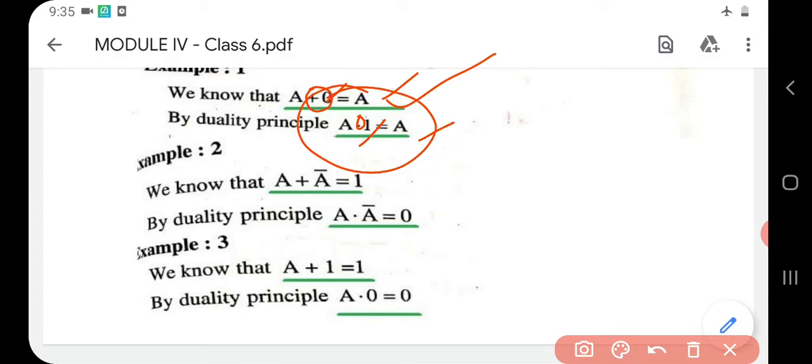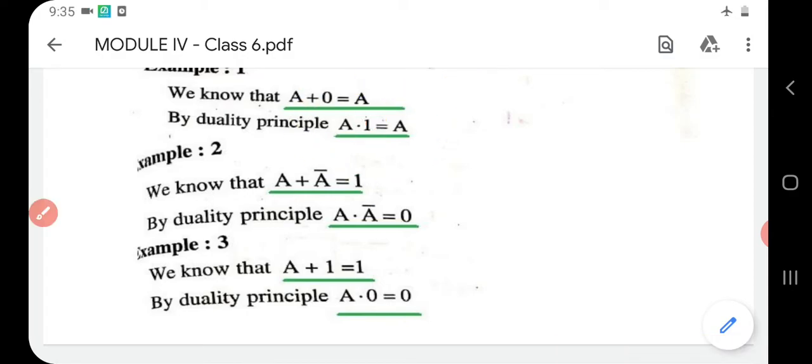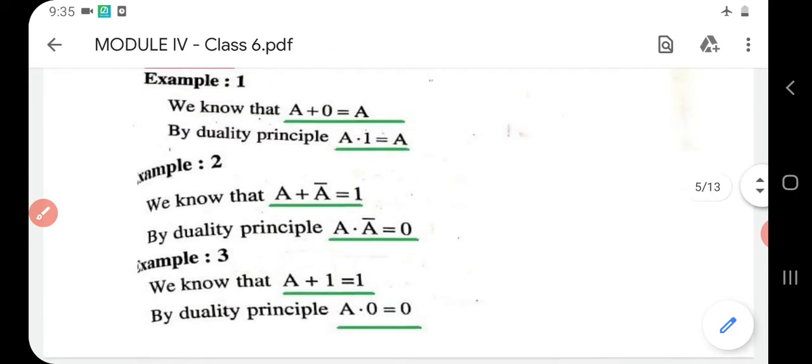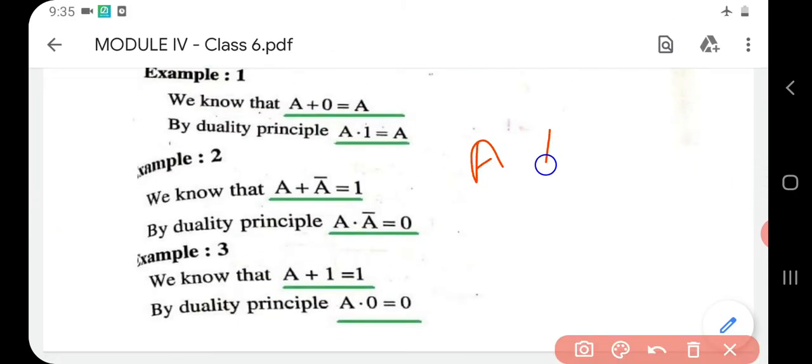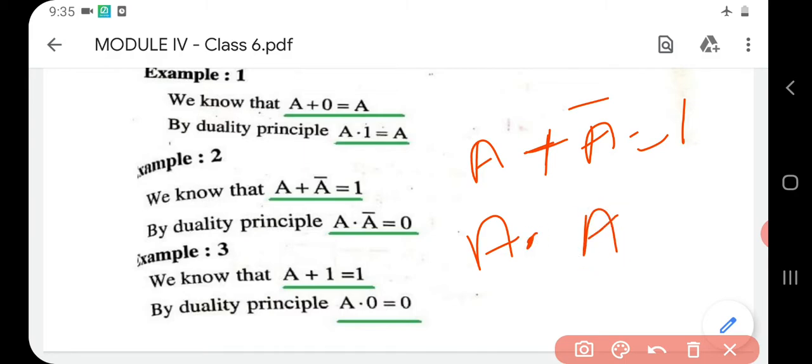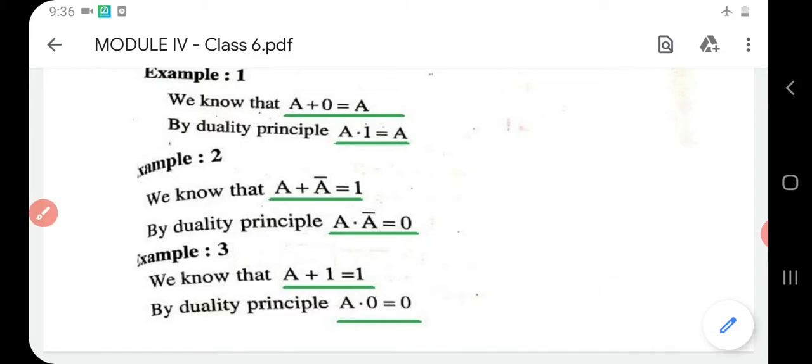These two identities already exist. Now example 2: A plus A bar equal to 1. Now we replace the addition operation with the dot, A bar is kept as such, and 1 is replaced with 0. Is there any identity like this? Yes, of course: A plus A bar is 1 and A dot A bar is 0. So the Boolean expression remains the same.